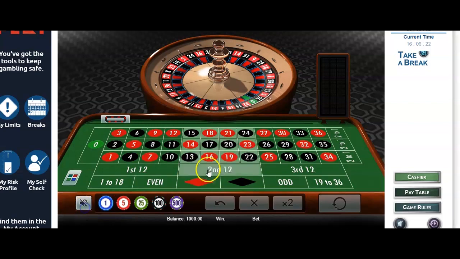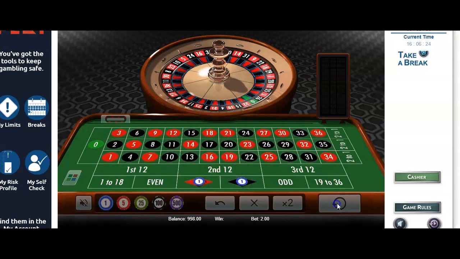Okay, so the first thing we're going to do is you're going to need numbers, right? So you're going to put in your spin. Quick process.